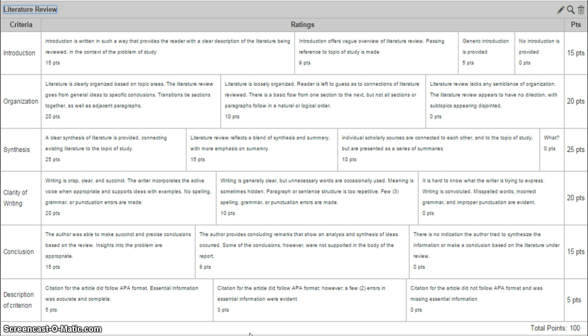And then something else that you'll also find on Canvas is the rubric that the faculty will be using to evaluate your literature review portion of the CRP.